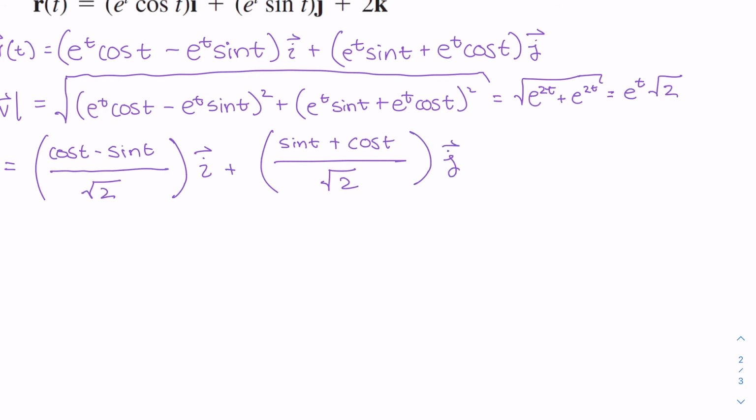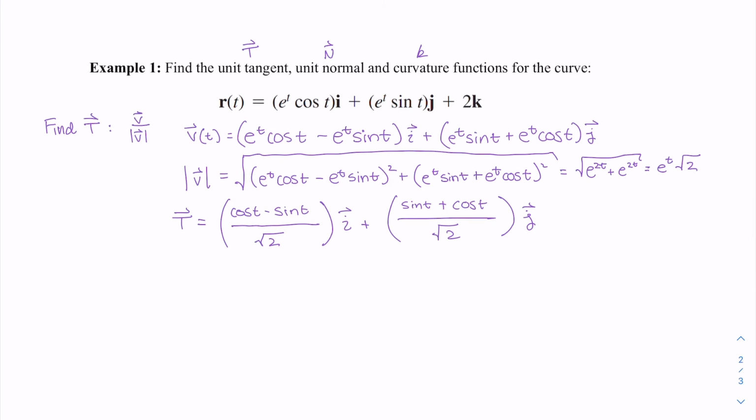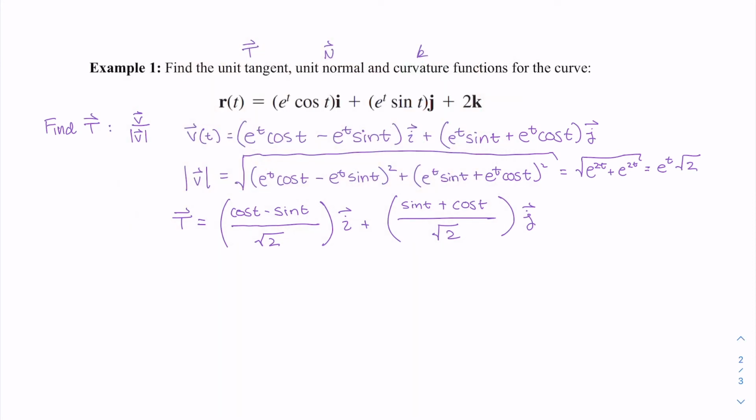So there we go. That is the unit tangent vector in general. So we could plug in any specific value of t and get a point on the curve, and then plugging in that specific value of t here would give us the unique unit tangent vector for that point. Let me switch colors here so it doesn't get confusing. Next we'll find, let's find N.